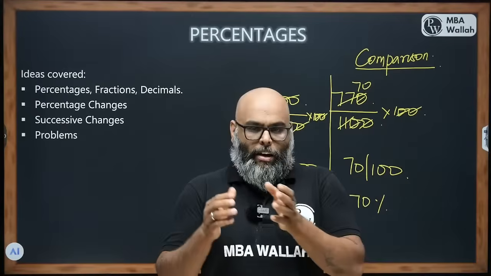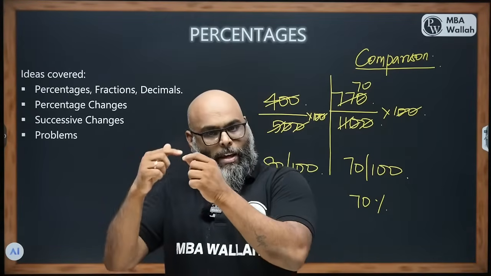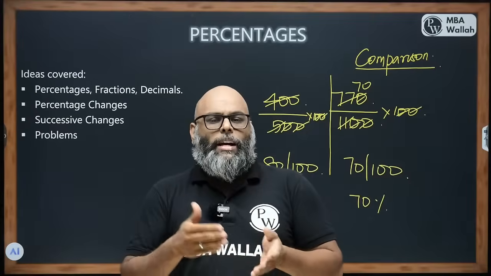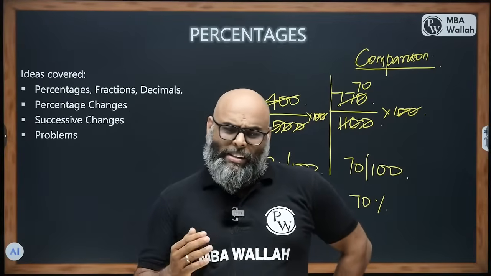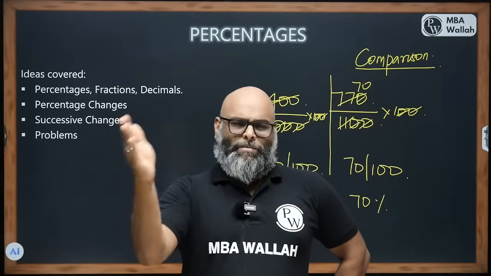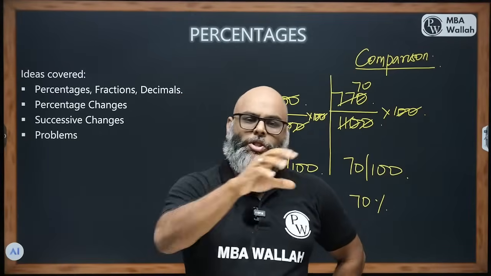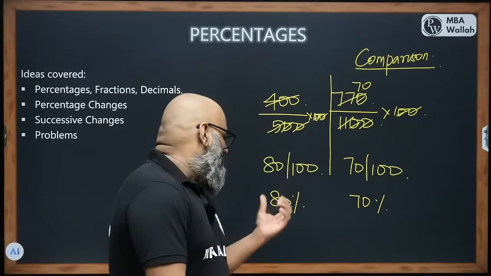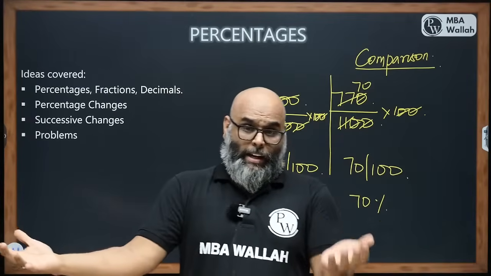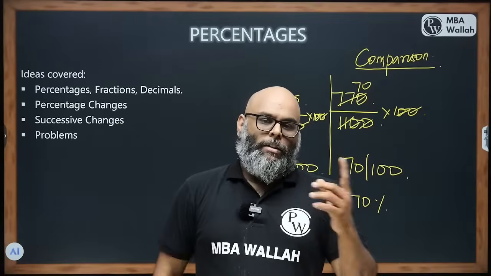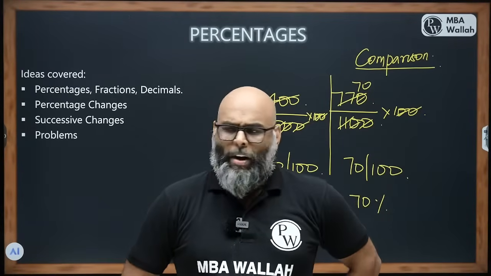Every, per, means "for every"; percent means per hundred. For example, we say kilometer per hour. What does it mean? You are saying for every hour, that's my speed. 60 kilometers per hour means for every hour you cover 60 kilometers. So when you say 80%, you are saying for every 100, that's 80. For every 100, that's 70. That is percentages. Clear? Any doubts?